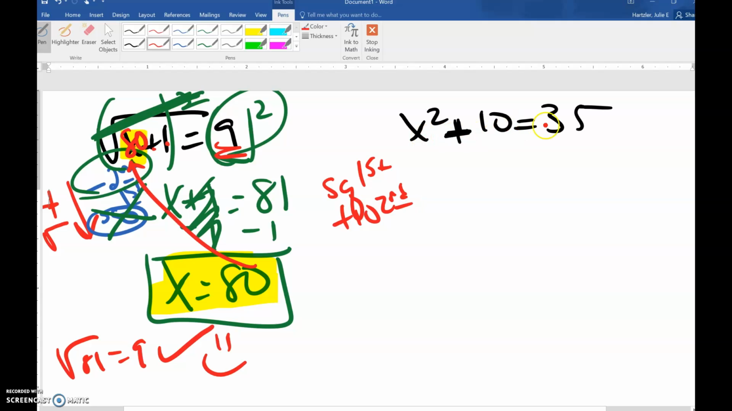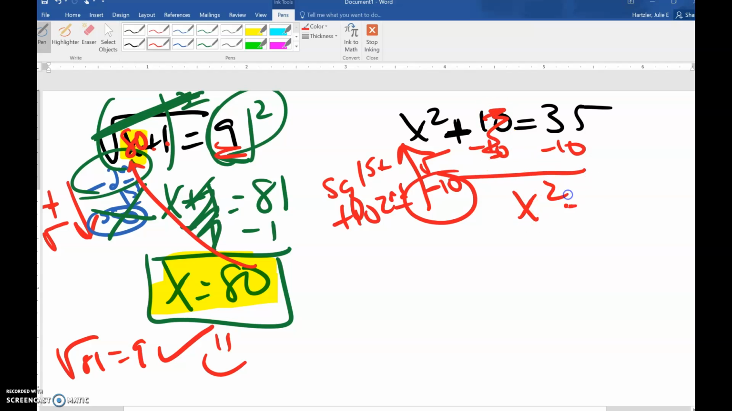and get my answer, which would be 110, which obviously that's not right either. So I am going to go backwards. So instead of adding 10 last, I'm going to subtract 10. And to get rid of squaring, I'm going to square root it. But I'm going to go backwards. So that means I have to start here. So I'm going to subtract my 10 first. So I get x squared equals 25. And then I'm going to square root second.